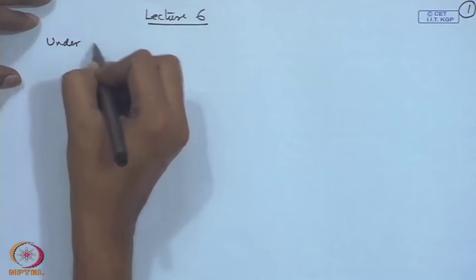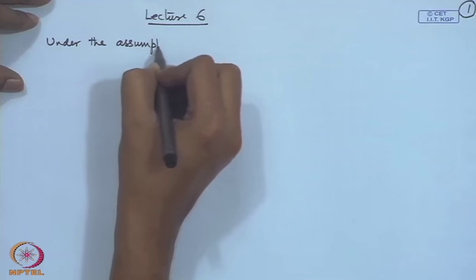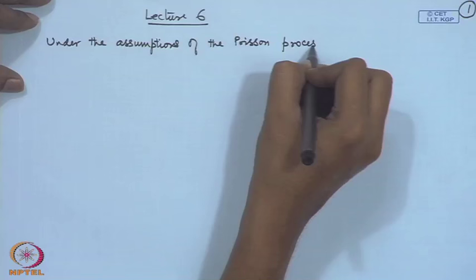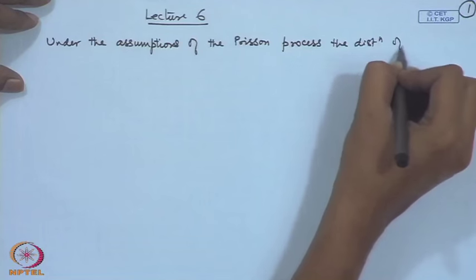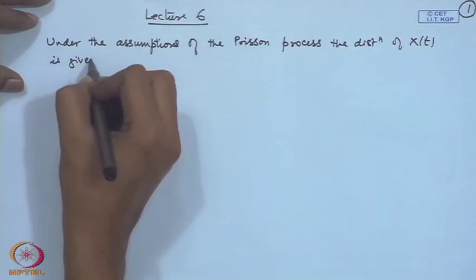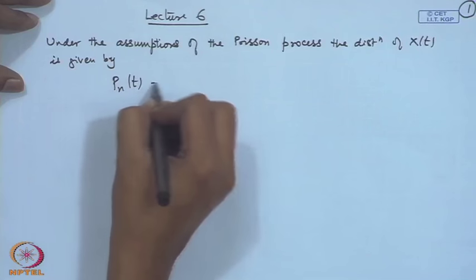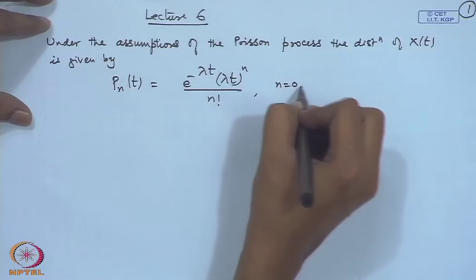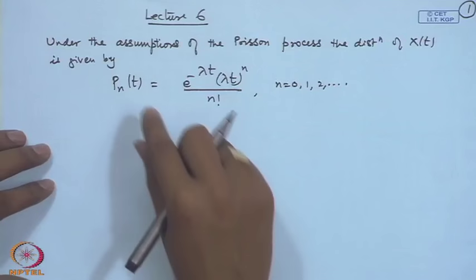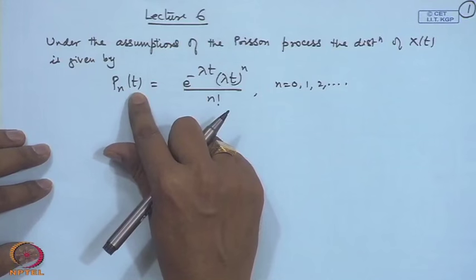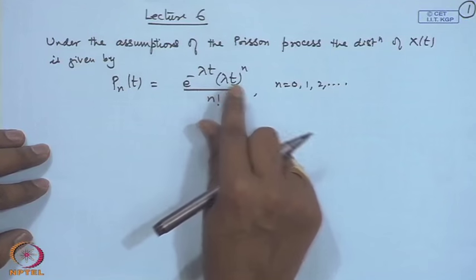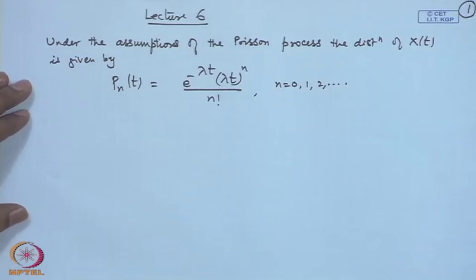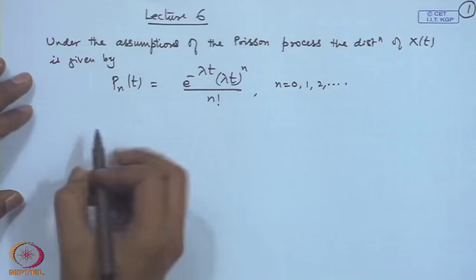So, under the assumptions of the Poisson process, the distribution of X_t is given by P_n(t) is equal to e to the power minus lambda t, times (lambda t) to the power n by n factorial, for n is equal to 0, 1, 2 and so on. That means the probability that there will be n occurrences in an interval of length t will be equal to e to the power minus lambda t, times (lambda t) to the power n by n factorial. To prove this, we will use induction. Firstly, we will prove for n is equal to 0 and 1, and then we will extend it.